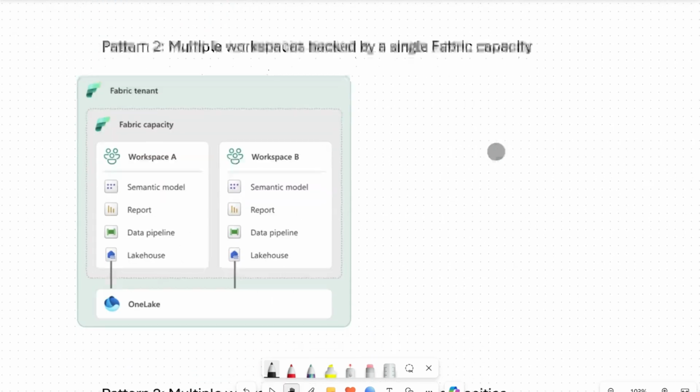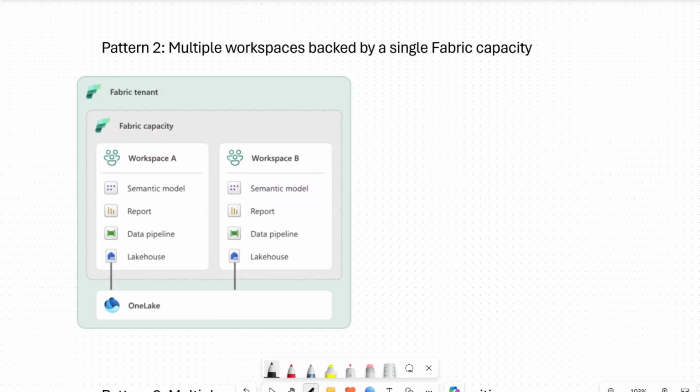So let's go on to pattern number 2. Pattern number 2, you're going to have one tenant, which will be tied to your organizational tenant. And then you're going to have one capacity, but this time you're going to have multiple workspaces. It's quite a common design, this. In this case, you might have workspaces for different things. Maybe you got your sales department here. Maybe you got your HR department here.